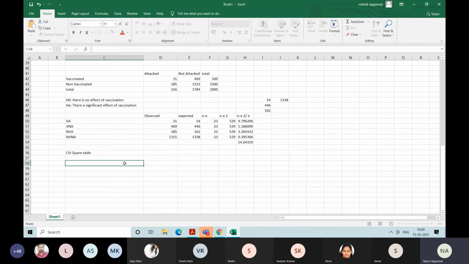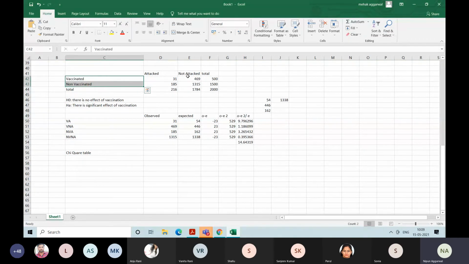So the degrees of freedom will be based on the number of rows and the number of columns. Here we have 2 rows and 2 columns. So it is R minus 1 into C minus 1, the number of rows minus 1 into the number of columns minus 1. That becomes your degrees of freedom. R minus 1 is 2 minus 1, which is 1, and the columns are again 2, so 2 minus 1. 1 into 1, the answer is 1. So you have the degrees of freedom as 1.